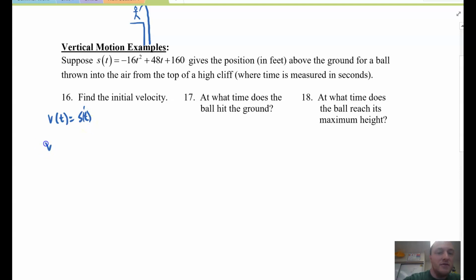Okay, so v of t is equal to, and if we do our power rule, we have negative 32t plus 48. Okay, and then I want the initial velocity, so all we do is evaluate at 0. So v of 0, which gives us 48, and then again we want units, right? So velocity, this is feet, and this is seconds.